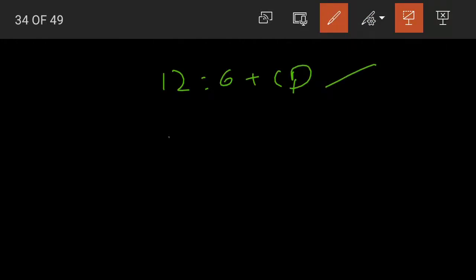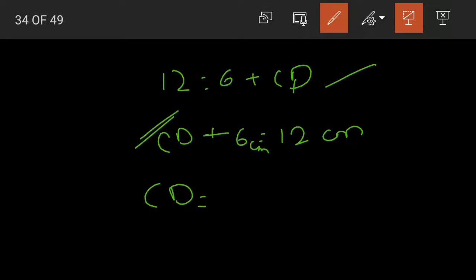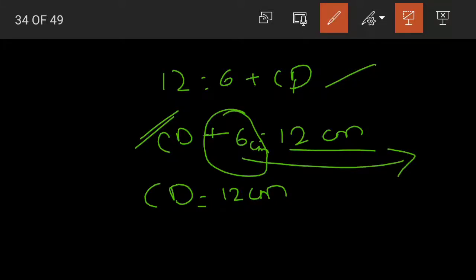We want only the length of CD. Okay, let us write like this. CD plus 6 is equal to 12 centimeters. What do we want to find out? We want to find out only the length of CD. So CD will be equal to, we have 12 centimeters on the other side as it is. We don't want this 6 centimeters here. So we'll send it to the other side of the equal to.